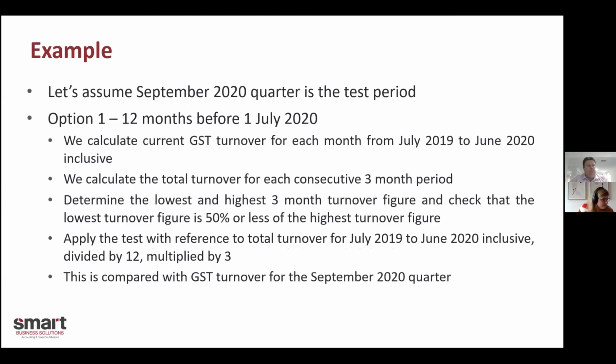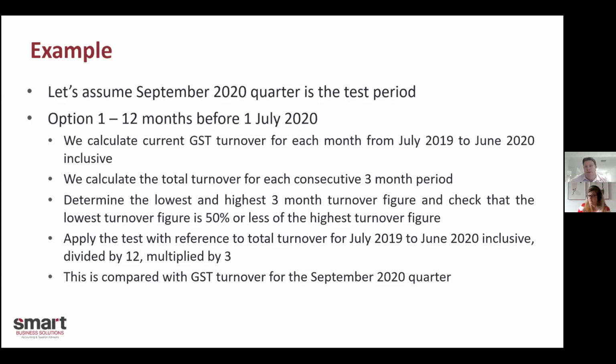So, for example, let's assume that the September 2020 quarter is the test period. We use option 1, 12 months before 1 July 2020. We calculate the current GST turnover for each month from July 2019 to June 2020 inclusive. We calculate the total turnover for each consecutive 3-month period. We determine the lowest and highest 3-month turnover figure and check that the lowest figure is 50% less than the highest turnover figure.